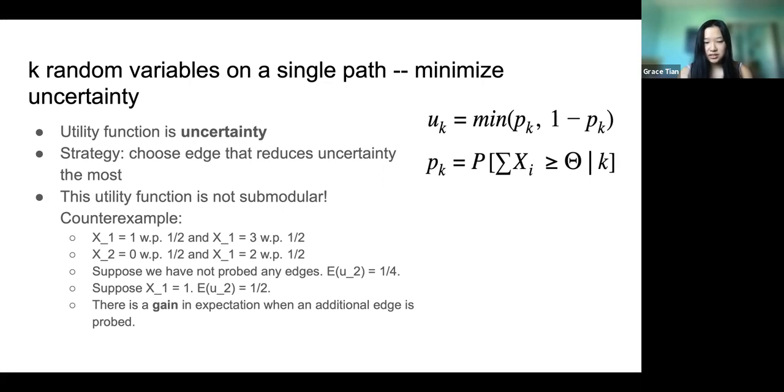Edge 1 is 1 or 3 with probability 1/2, and edge 2 is 0 or 2 with probability 1/2. If we haven't probed any edges so far, the expected uncertainty of edge 2 is 1/4. However, if we suppose that we've already probed edge 1 and we know that edge 1 has length 1, then the expected uncertainty of edge 2 is 1/2. So here we have a gain in uncertainty, which proves that this function is not submodular.